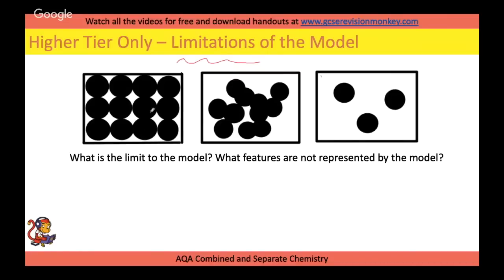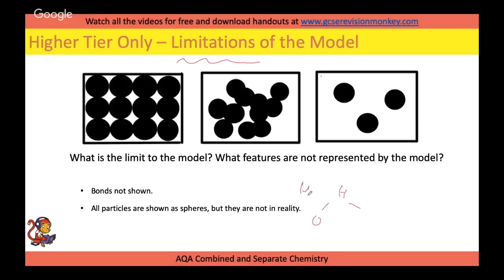So for example, for this one, you've got solids, liquids and gases. You might write things like, they don't show the bonds properly between the particles, and they're showing all the particles as circles or spheres, but this is not really true in reality. So you get water, for example, that's a water molecule, ignore that. That's not a spherical shape, but all of these particle diagrams are shown as spheres. So just look out for the things that the model doesn't show you.